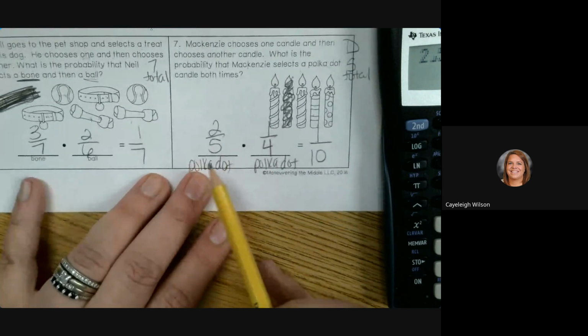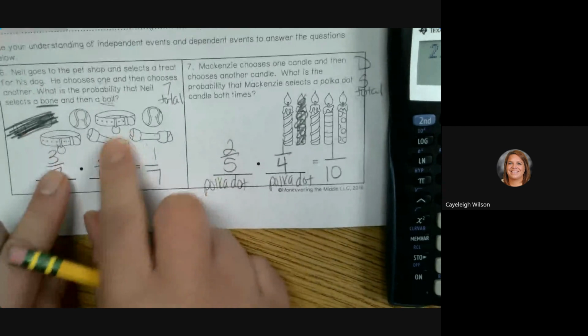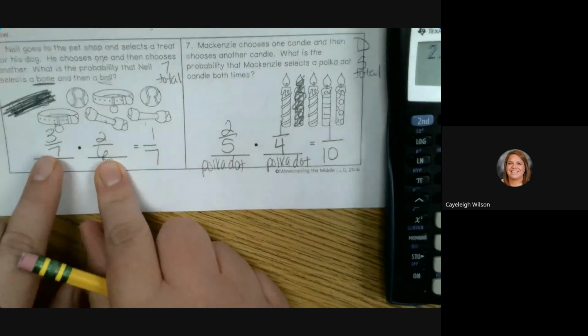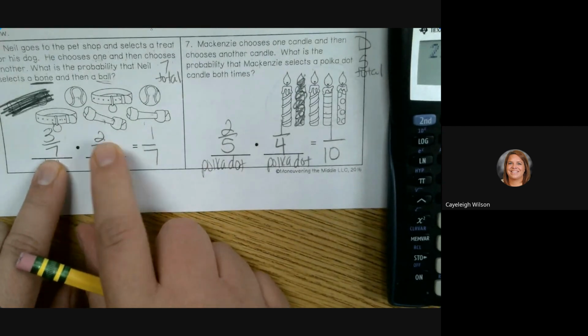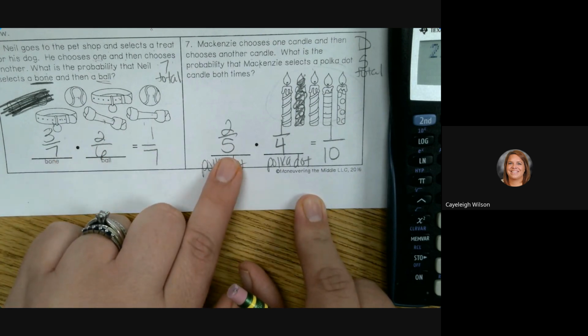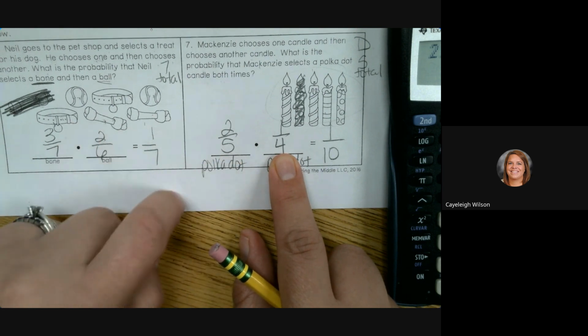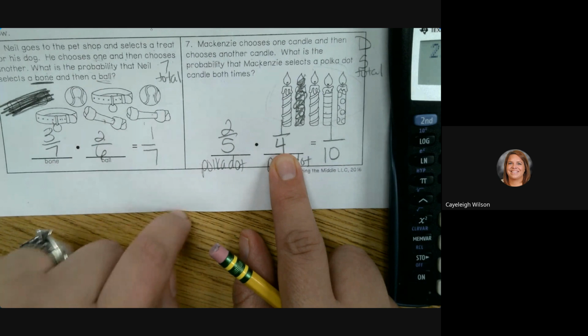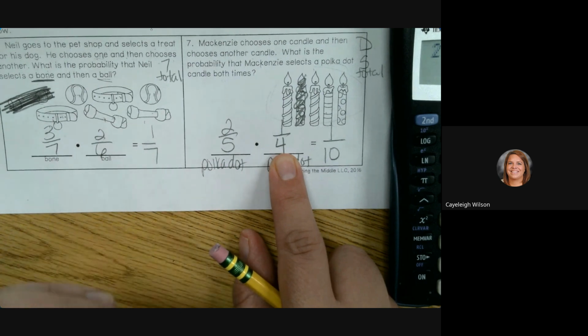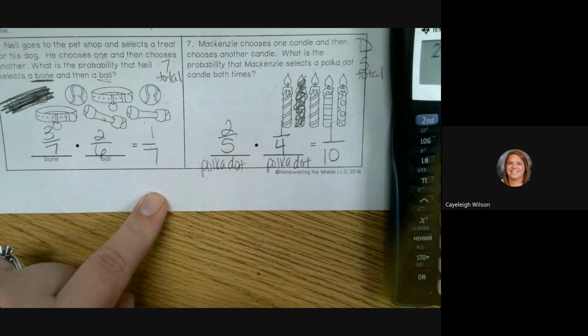So hopefully we can see from these 2 examples that on dependent, look at the denominator, look at the bottom. The first one is out of the total. The second one is always out of 1 less. Do you all see that? So dependent changes what it's out of because they don't put it back. Independent, it would always be out of 7 both times or out of 5 both times.